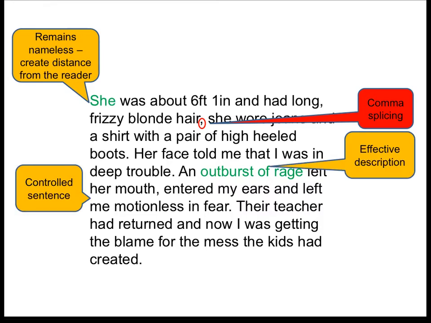As this section continues, we have an outburst of rage, which actually is a really effective description. And we can see in the next part where commas are used to control sentences. The use of commas and punctuation itself can show a sophistication if used correctly, because you're controlling the way the reader reads that particular sentence. An outburst of rage left her mouth, entered my ears and left me motionless in fear. So that's where we can see evidence of a really nice controlled sentence.